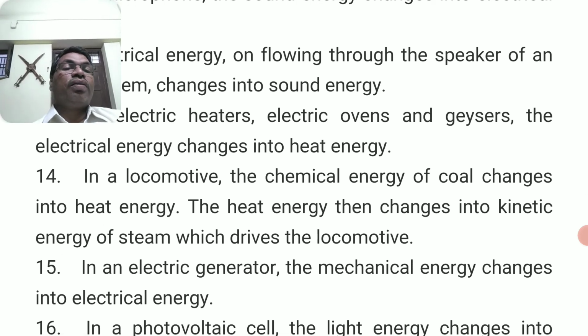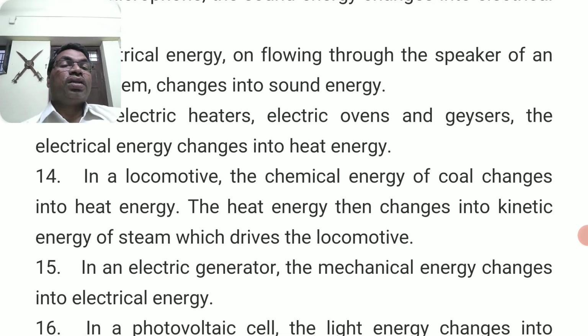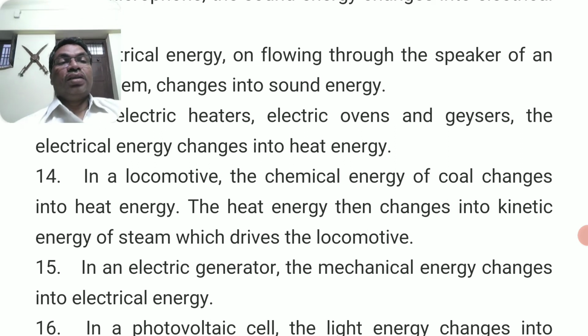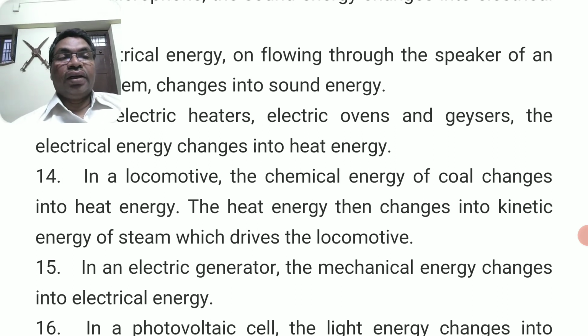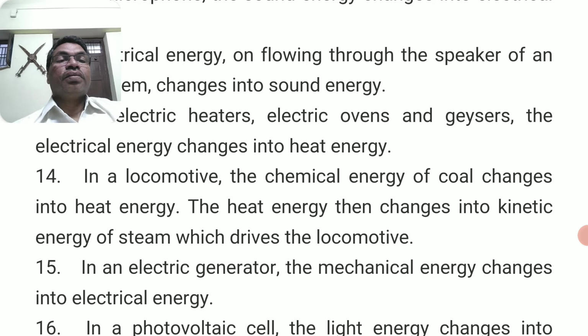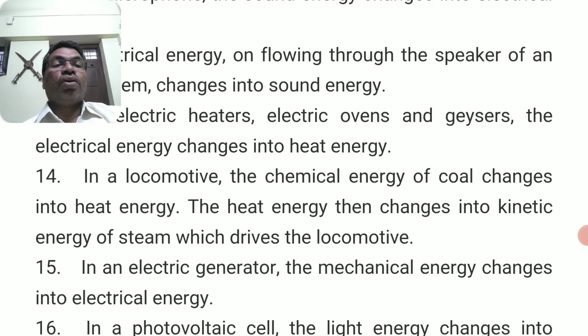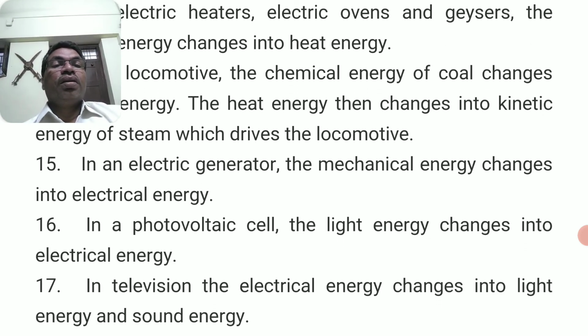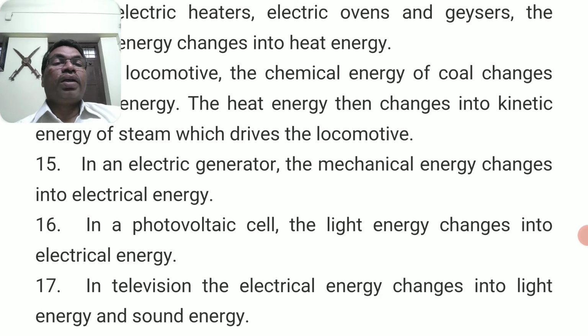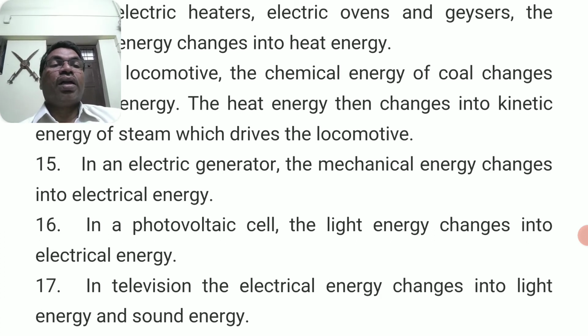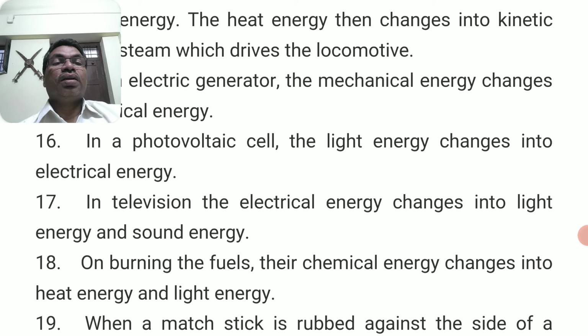In a locomotive, the chemical energy of coal changes into heat energy. The heat energy then changes into kinetic energy of steam, which drives the locomotive. In the next example, the 15th one, in an electric generator, the mechanical energy changes into electrical energy.